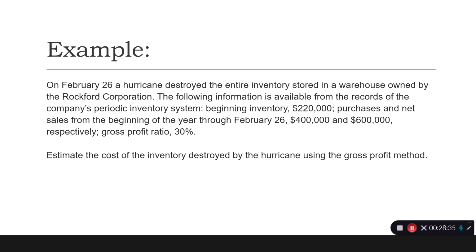On February 26th, a hurricane destroyed the entire inventory stored in a warehouse owned by the Rockford Corporation. The following information is available from the records of the company's periodic system. Beginning inventory is 220,000. Purchases and net sales from beginning inventory through February 26 were 400,000 and 600,000 respectively. And the gross profit ratio is 30%. So what we want to know is the estimated cost of inventory destroyed in the hurricane.